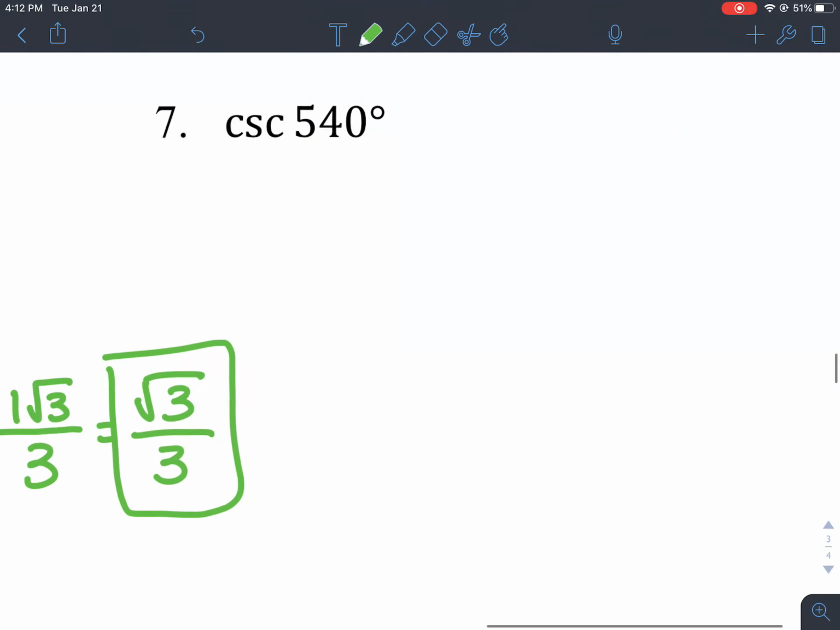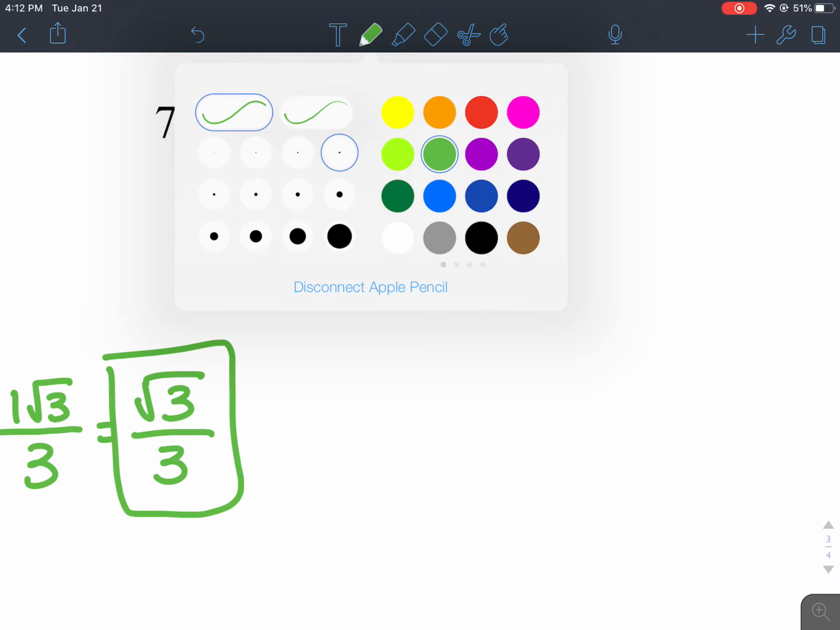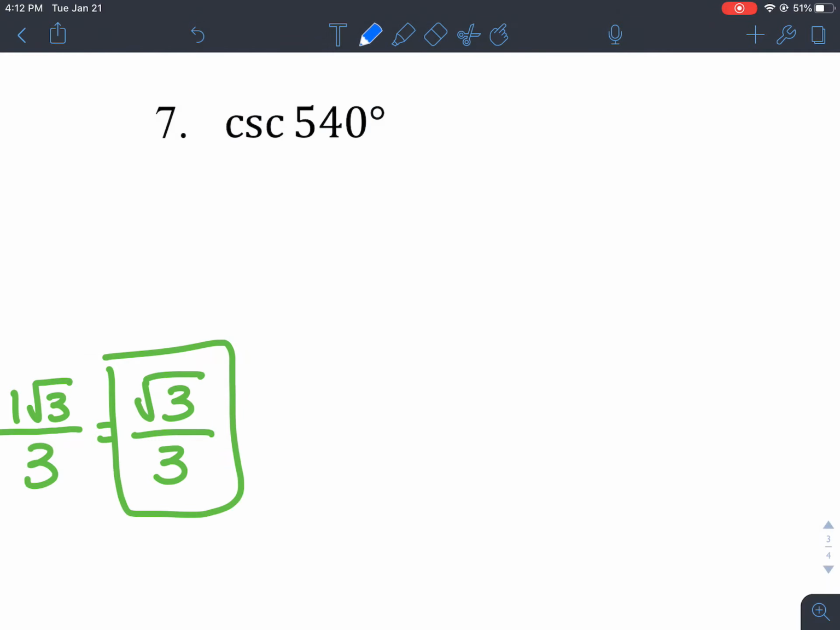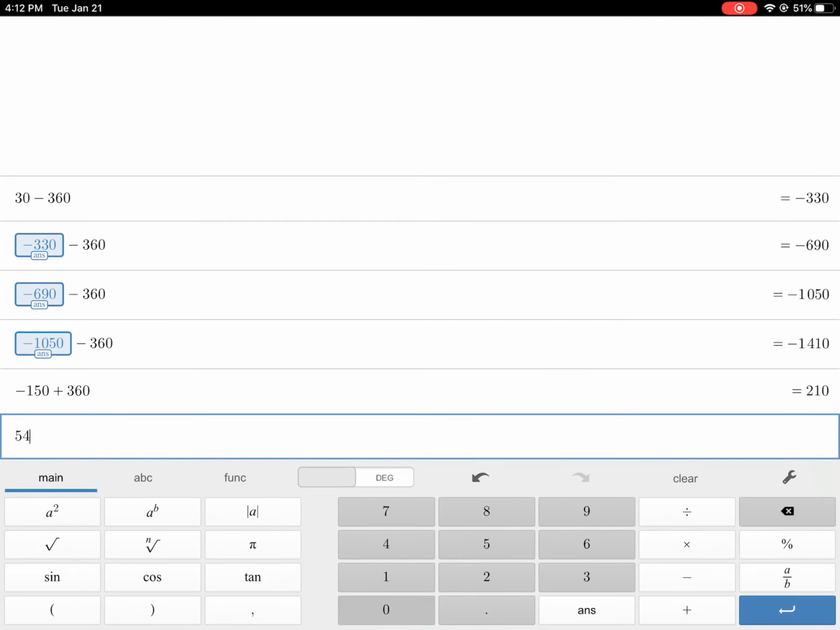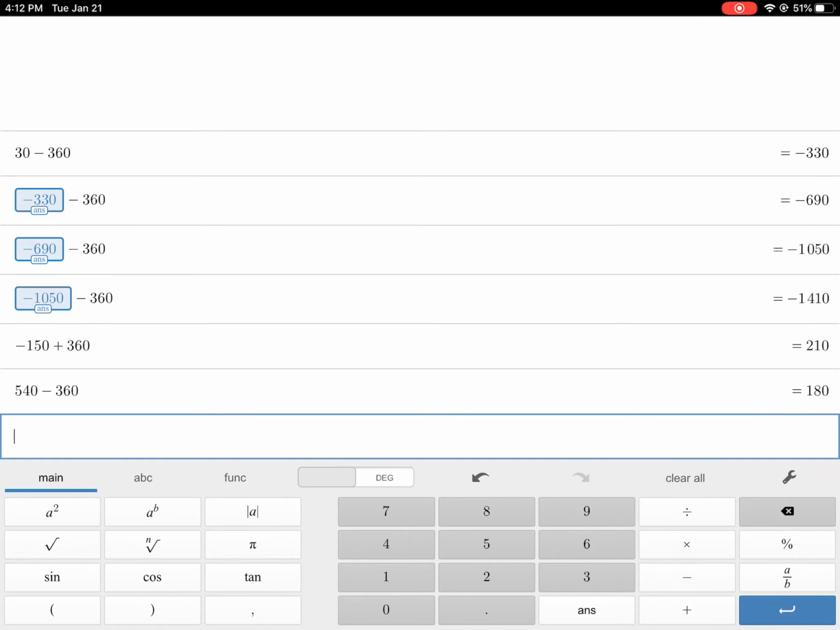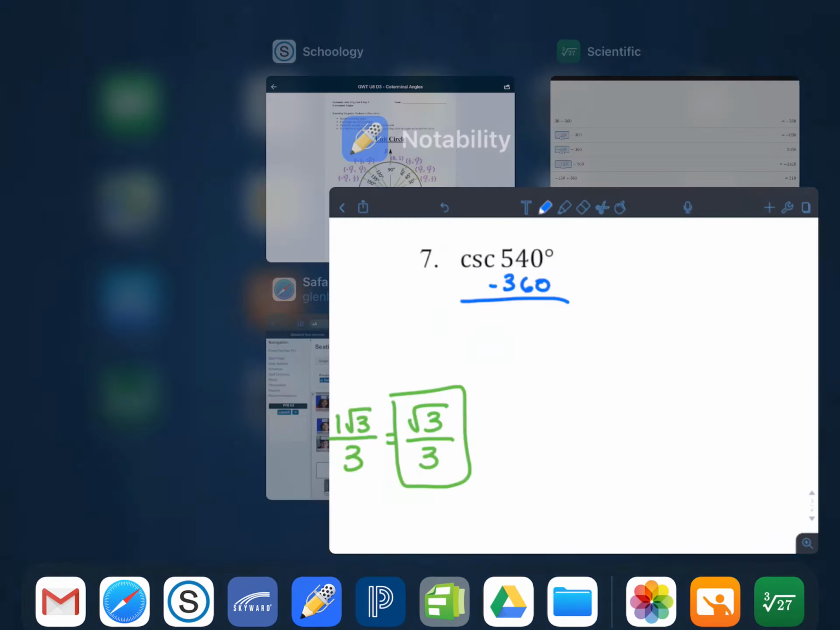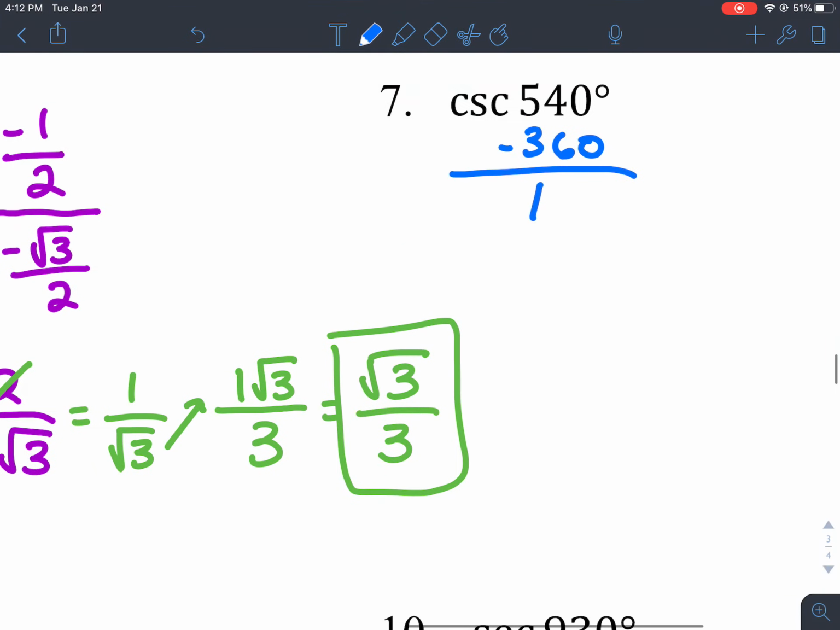Now, the last one we'll talk about is number 7. We can see that we have the cosecant of 540. So just as we've been doing before, we're going to do our minus 360 to determine what 540 is equivalent to on the unit circle, and it's 180. So we want to find the cosecant of 180.